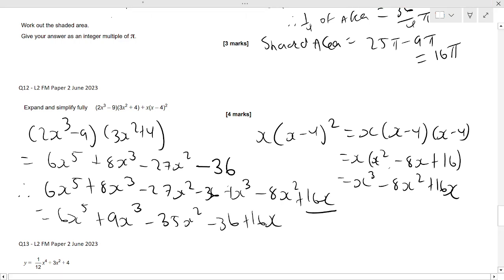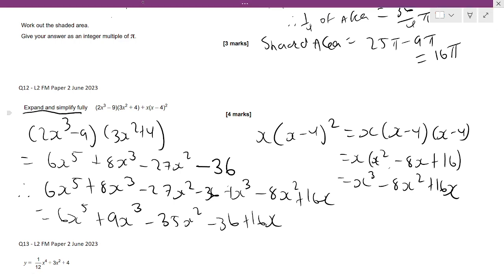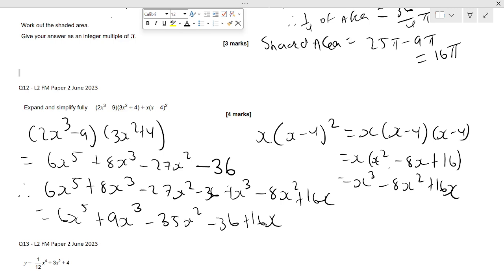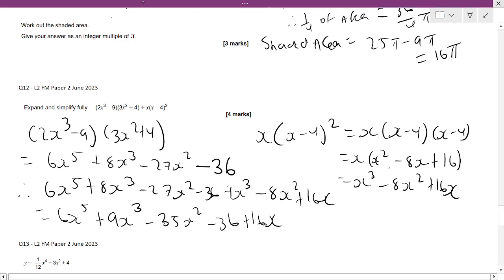And there it is. It doesn't matter how you order it. I could say 16x minus 36. It doesn't matter. But we can't do anything more with that. It just asks us to expand and simplify, okay? Not to factorize or anything else. There we are. Okay. Cool.